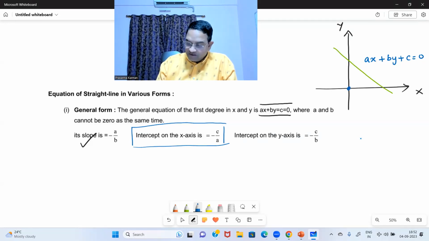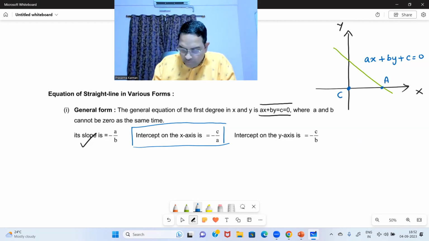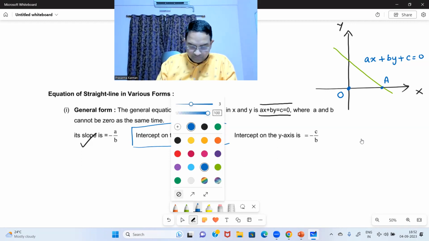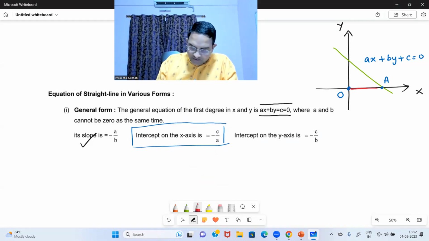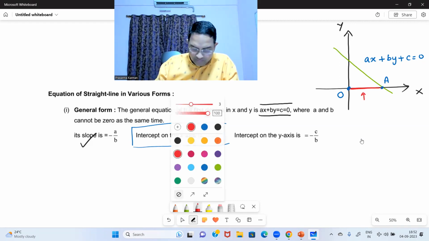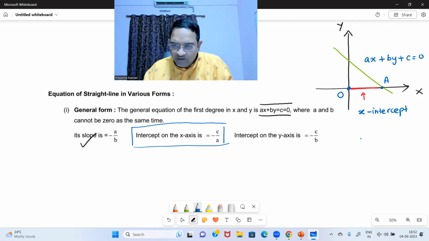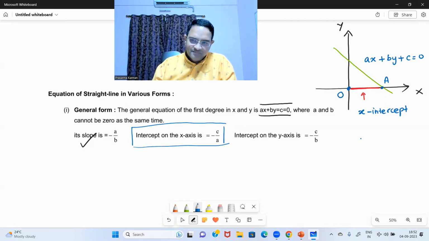See here, this line cuts the x-axis at one point. Let that point be A, all right? Now, let's say O is the origin. The distance of the point where the line cuts the x-axis from the origin, this distance is called what? X-intercept, or intercept on the x-axis, this distance.